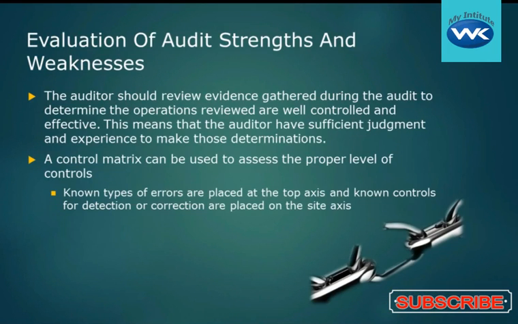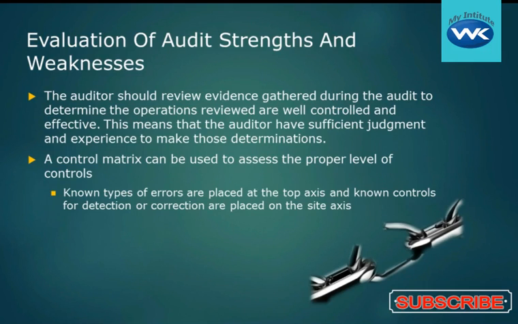As an auditor, you should review the evidence gathered during the audit to determine that the operations reviewed were well controlled and effective. That also means that as an auditor, you should have sufficient judgment and experience to be able to make those types of determinations. Now, one of the things you might use in making those determinations is what's called a control matrix, and it can help assess the proper level of controls.